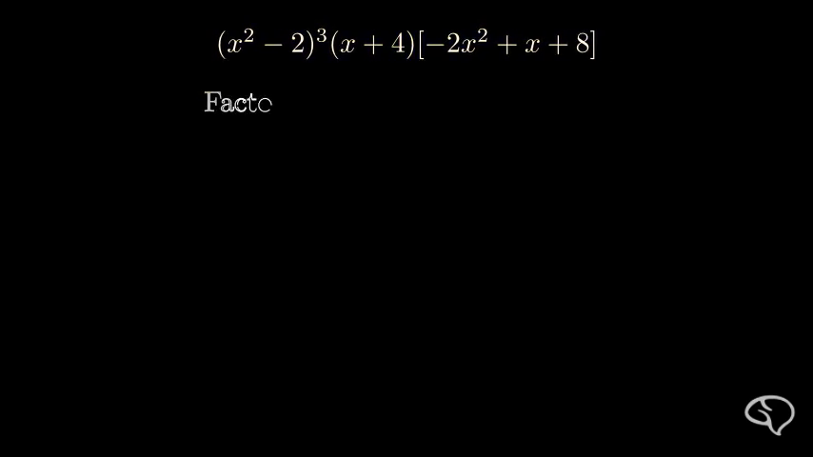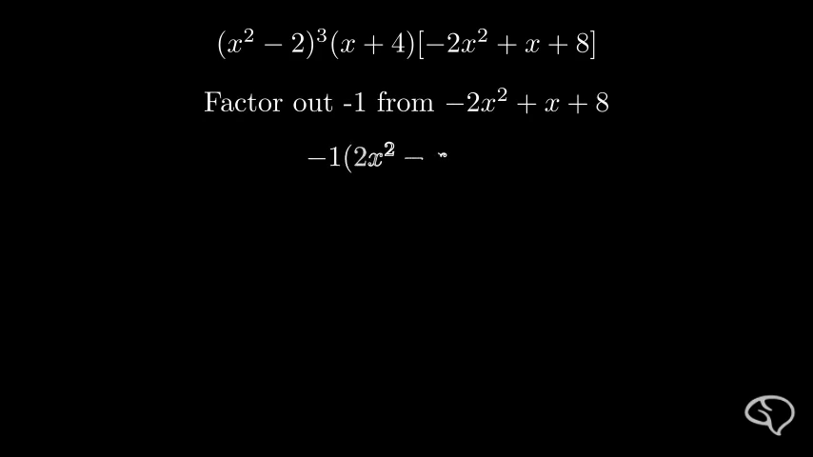To make it positive, we can factor out a negative 1 from the polynomial inside the brackets. This is a common simplification technique. When we factor out negative 1, we change the sign of every term inside the parentheses. So, negative 2x squared becomes positive 2x squared, positive x becomes negative x, and positive 8 becomes negative 8.